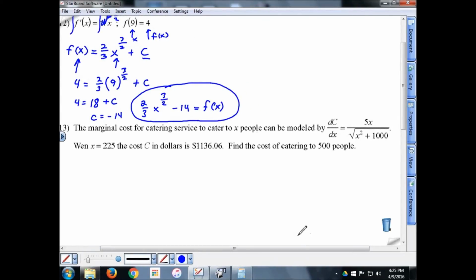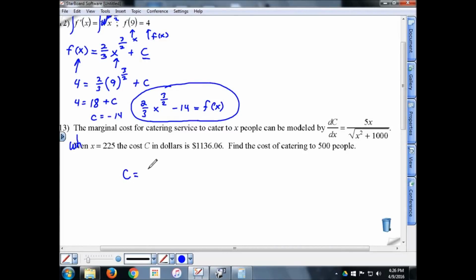Okay, marginals. We've got dc over dx. That's the rate of change of cost over units. That's a typo. When x equals 225, the cost is $1,136. Find the cost of catering to 500 people.